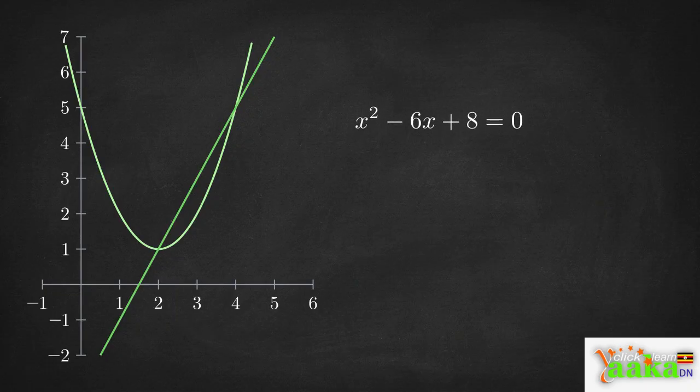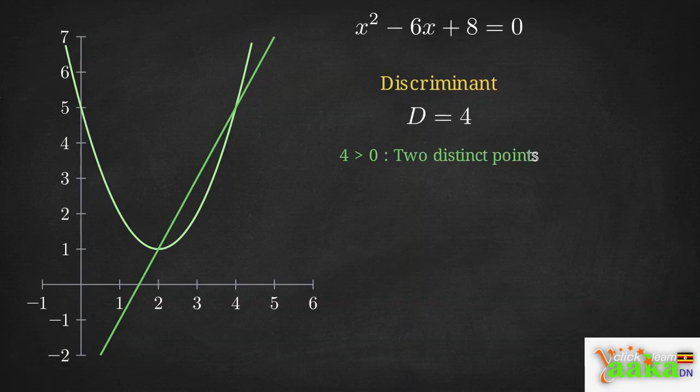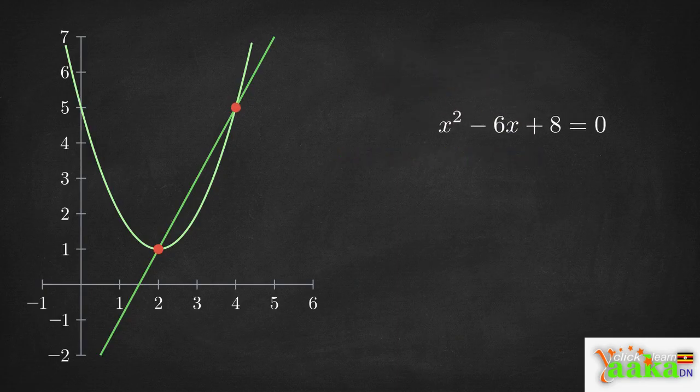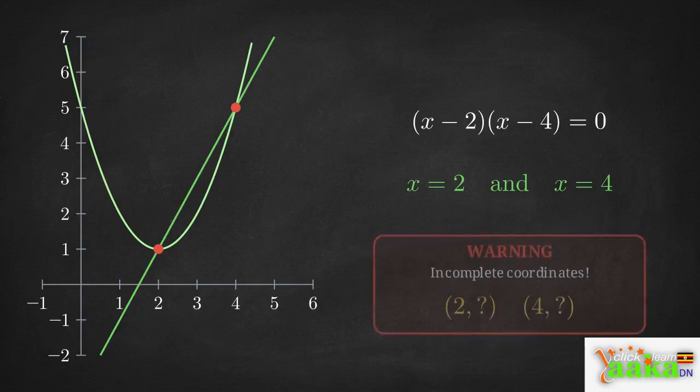Before factorizing, we can predict the nature of these intersection points using the discriminant formula, b squared minus 4ac. Since our result here is positive 4, we know we are looking for two distinct points on the map. Factoring our equation gives us x minus 2 times x minus 4 equals 0, confirming our x-coordinates are 2 and 4. Notice this warning on the screen.